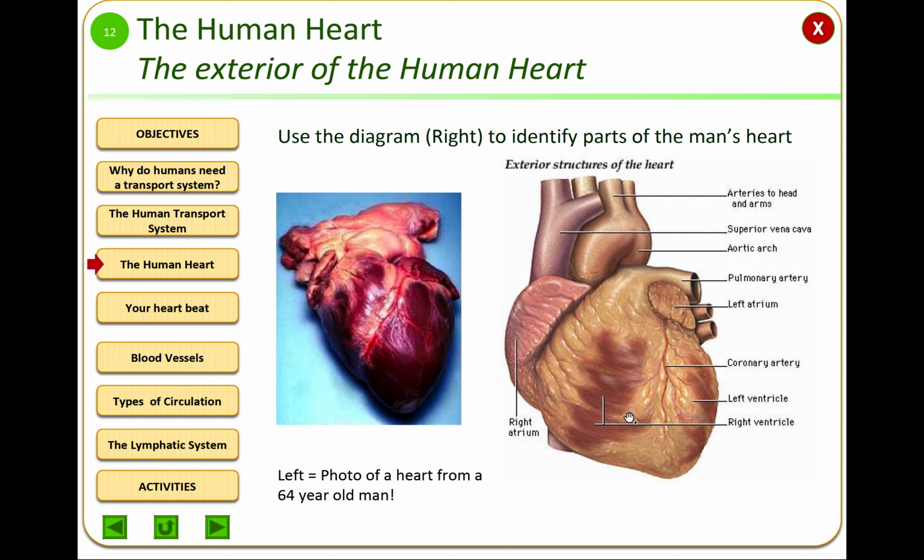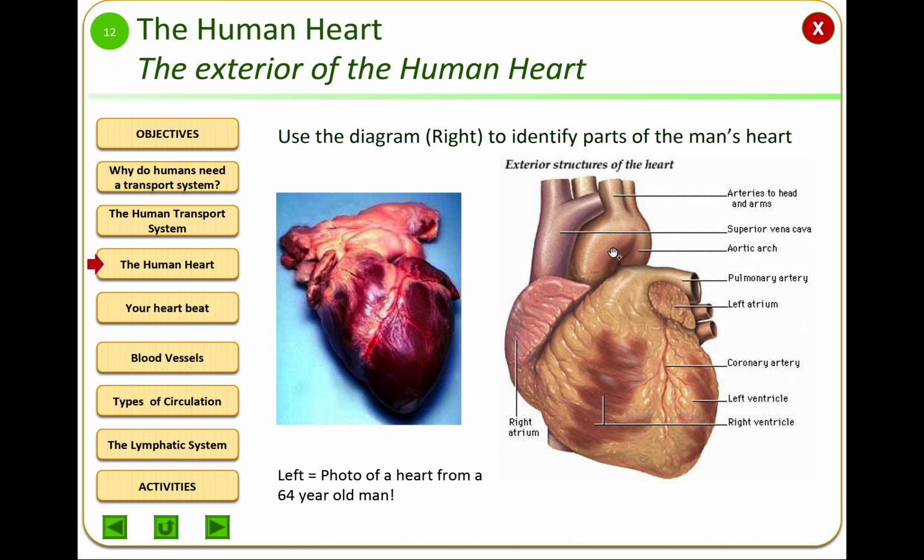You can find here that it's made mainly of 4 chambers: right atrium, left atrium, left ventricle, right ventricle. You can find that the ventricles here have thicker walls than the atriums, and it's also surrounded with tubes. The important part is the aorta over here, and also the veins that are connected to it from the entire body through it to the right atrium.